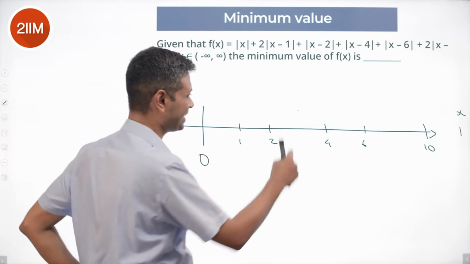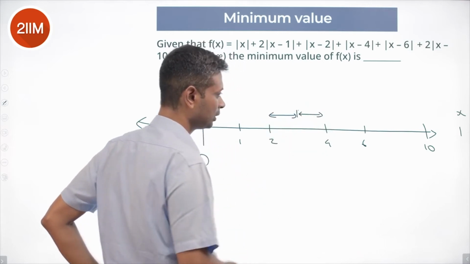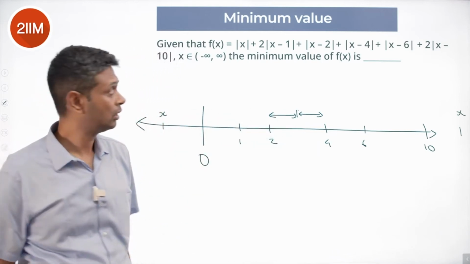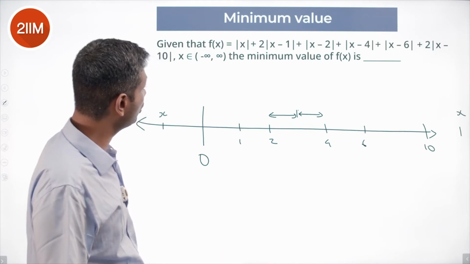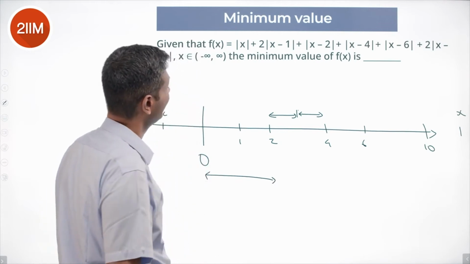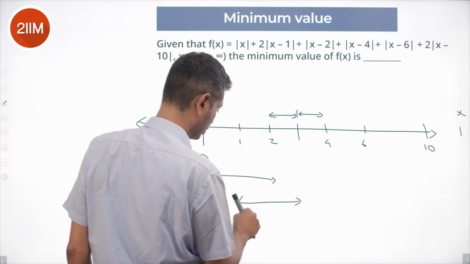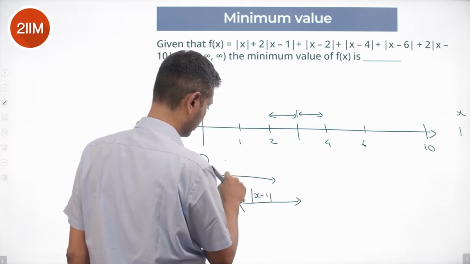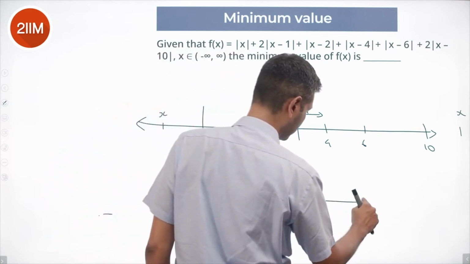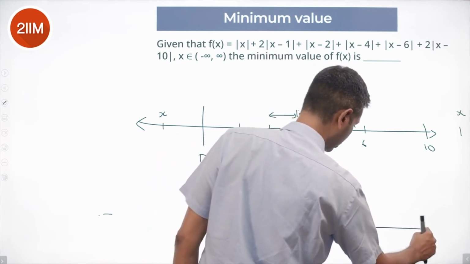Digging deeper, if I put x here, this is modulus of x minus 2, this is modulus of x minus 4. Add these two distances, that's 2. Wherever x is in between, it doesn't matter. Likewise, x minus 0 is this distance. X minus 1, I'm putting x here. X minus 1 is this distance. X minus 6 is this distance. X minus 10 is this distance.